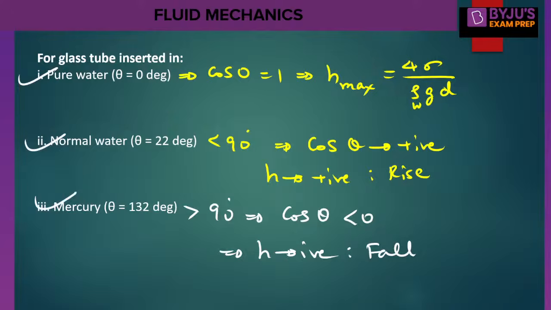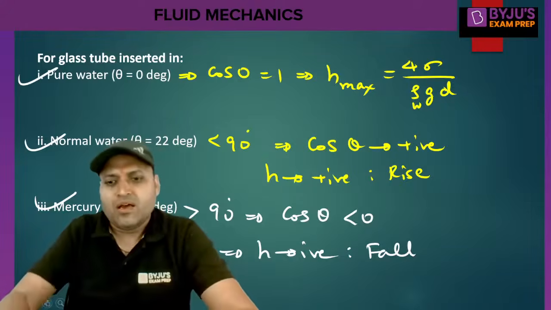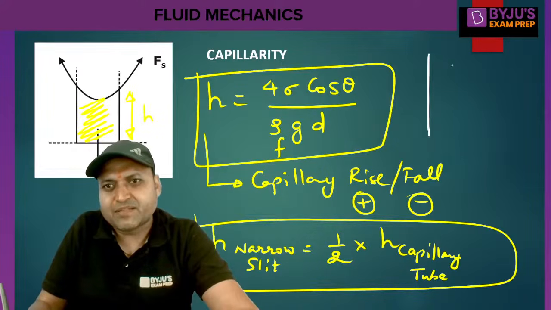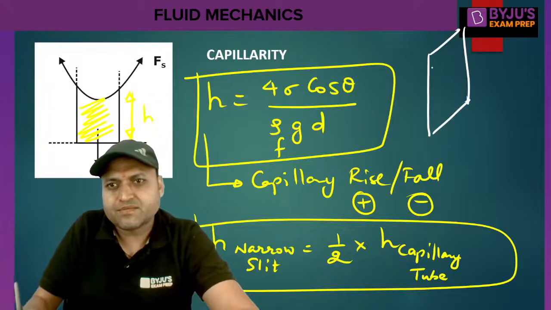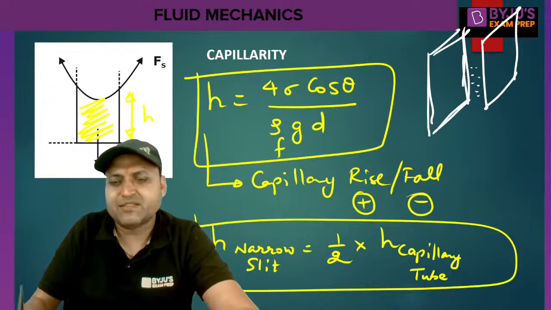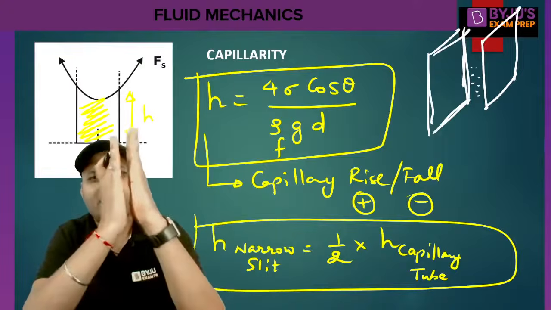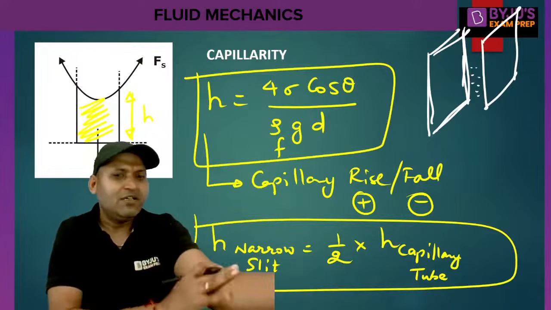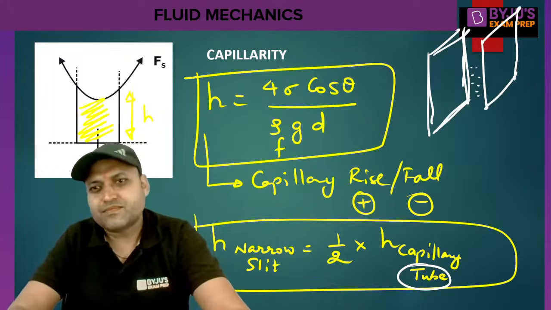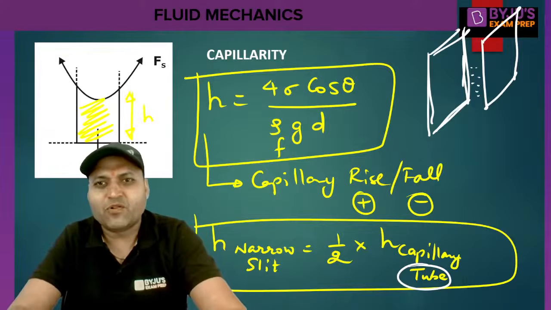Narrow slit means there are two large parallel plates kept like this. This is a narrow slit, and the fluid will rise in it. There are large parallel plates which are kept like this, that is called a narrow slit. We were just talking about a capillary tube; if instead of a tube we have plates, then it will be half of the capillary tube.